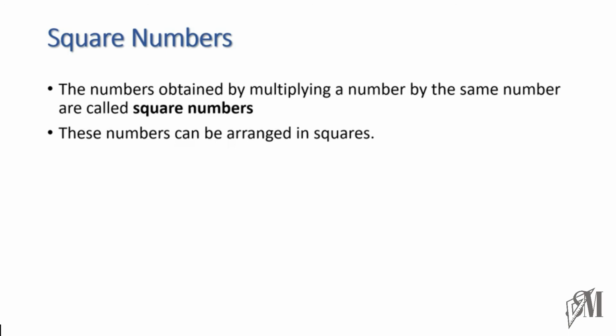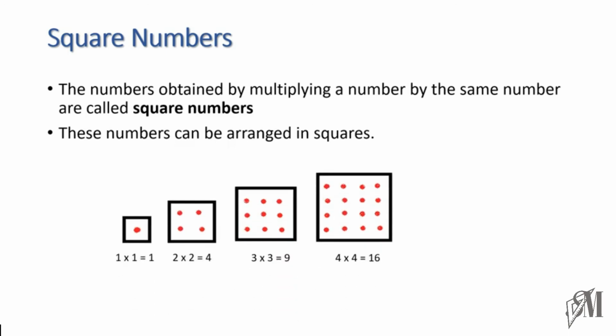Now look here, the first square has 1 dot, so 1 into 1. Second has 2 into 2. Third has 3 into 3, that is 9, then 4 into 4. If you need the fifth square number, it will be 5 into 5, 25. If you need the sixth square number, it will be 6 into 6, 36, and so on. So all you need to get a square number is to multiply the number by the same number and make sure you can arrange this number in a square.